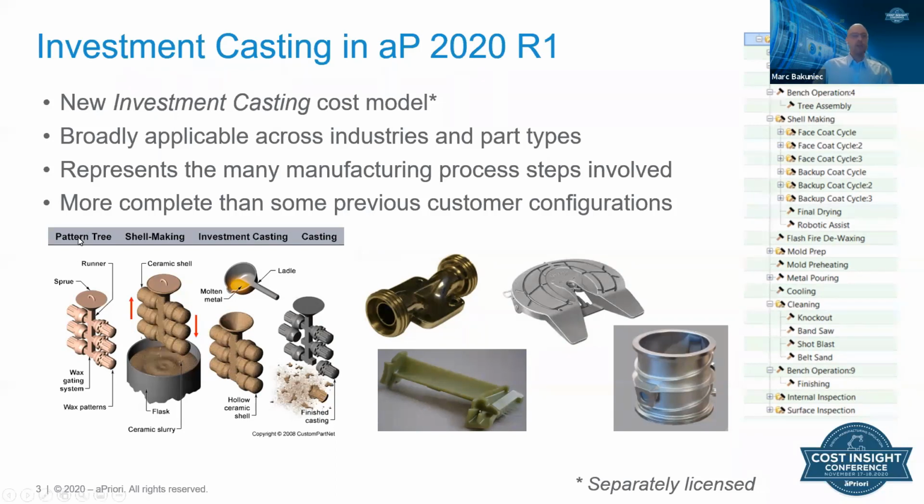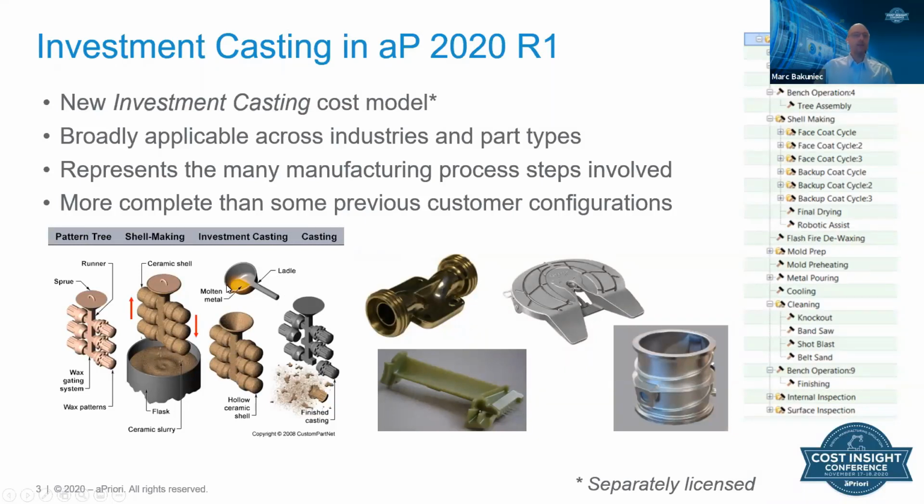On the bottom, we can see on a high level how the investment casting process works. For some of you who might not be absolute experts on this process, we have basically a tree pattern consisting of wax parts that is made. The second step would be to have a shell making process. So the wax pattern is dipped in a ceramic slurry to create a ceramic shell around these wax patterns.